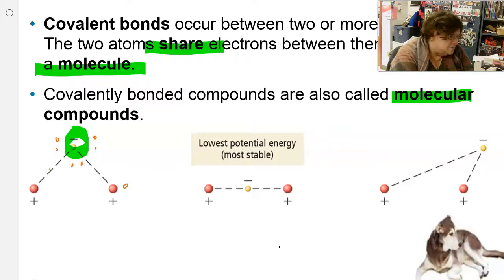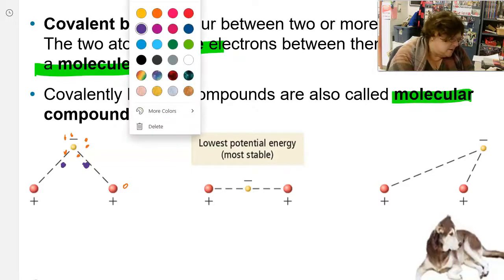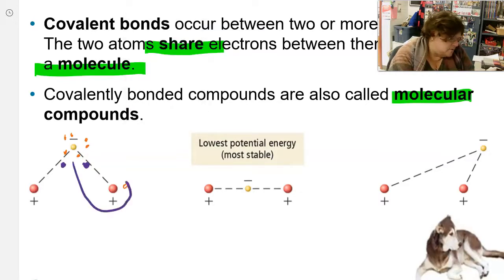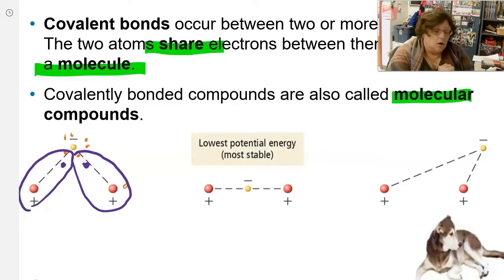I'm going to redraw these. 1, 2, 3, 4, 5, 6. And I'm going to change colors. Here's the hydrogen atoms. So now hydrogen wants to have 2 total, and now he has access to 2. Oxygen sharing. But oxygen also gets to hold on to these.